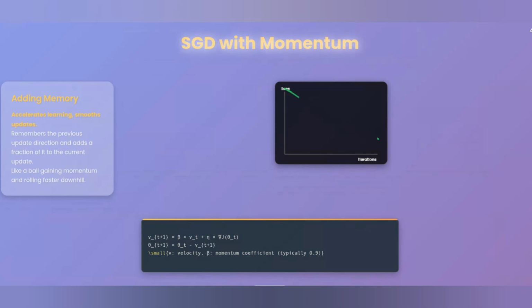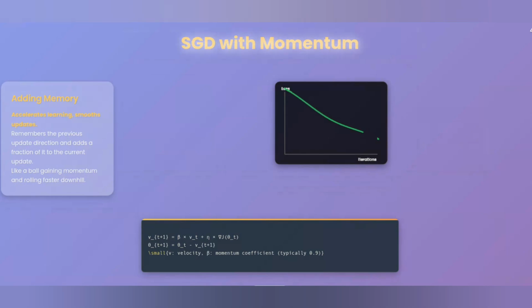Look at our equation. We now have v for velocity, and beta, typically 0.9, determines how much we remember from previous steps. See how the animation shows multiple lines? That's momentum accelerating through flat regions and smoothing out oscillations.